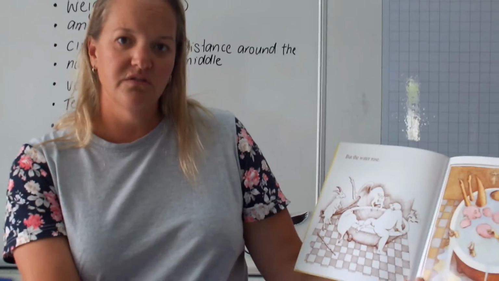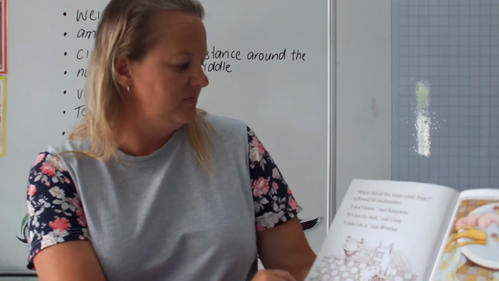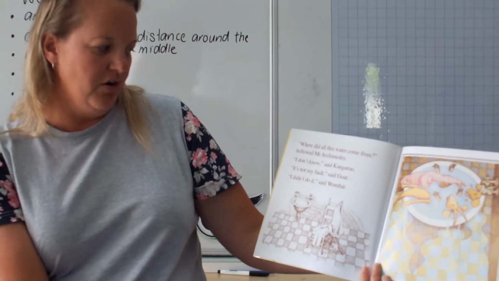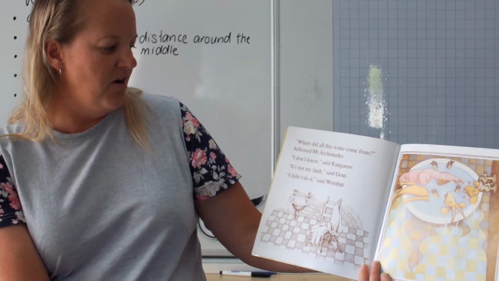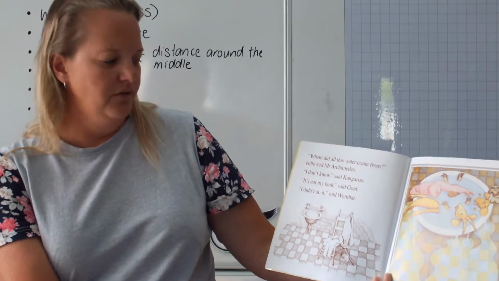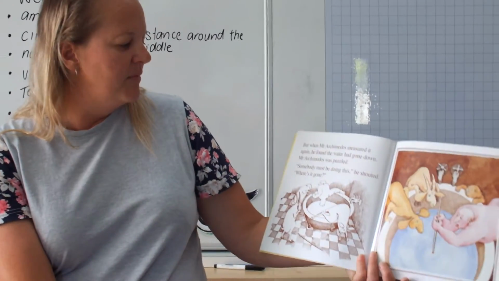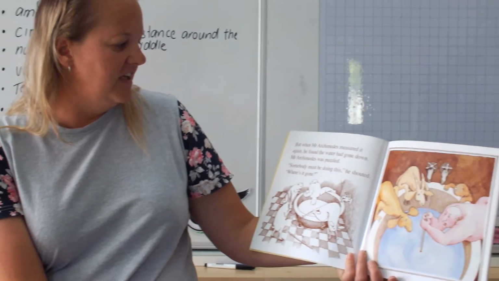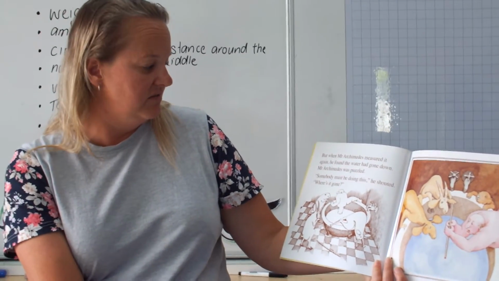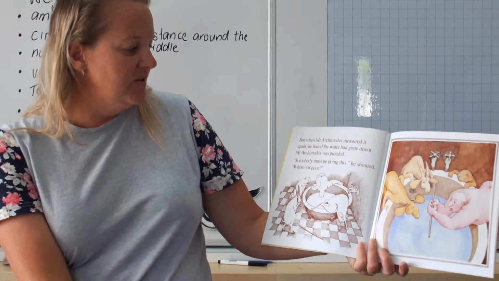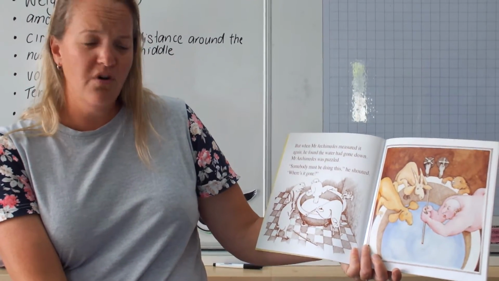But the water rose. Where did all this water come from? Bellowed Mr. Archimedes. I don't know, said the kangaroo. It's not my fault, said the goat. I didn't do it, said the wombat. But when Mr. Archimedes measured it again, he found the water had gone down. Mr. Archimedes was puzzled. Somebody must be doing this, he shouted. Where's it all gone?